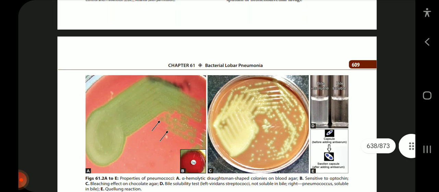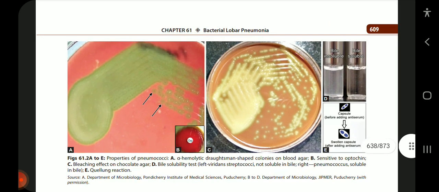In this figure, we can see the properties of pneumococci. A shows alpha hemolytic Dotsman shaped colonies on blood agar. B shows sensitivity to optochin. C shows bleaching effect on chocolate agar. D shows bile solubility test. Left one shows viridans streptococci not soluble in bile, and right one shows pneumococcus soluble in bile. And figure E shows Quellung reaction in which the capsule after adding antiserum becomes swollen.